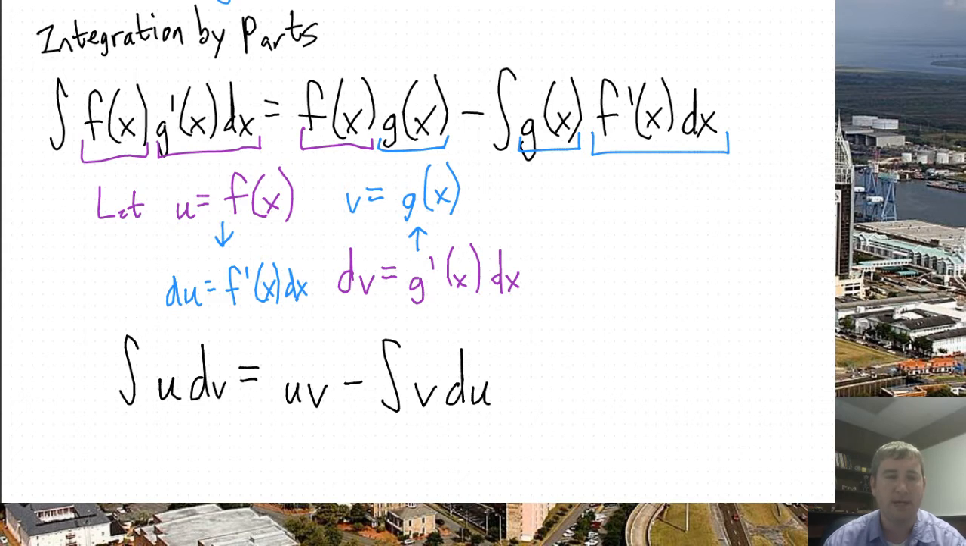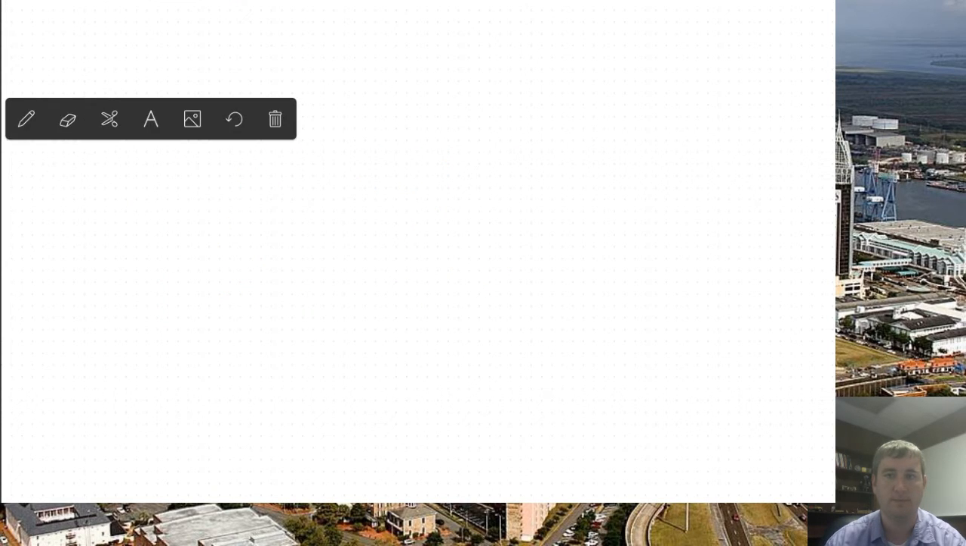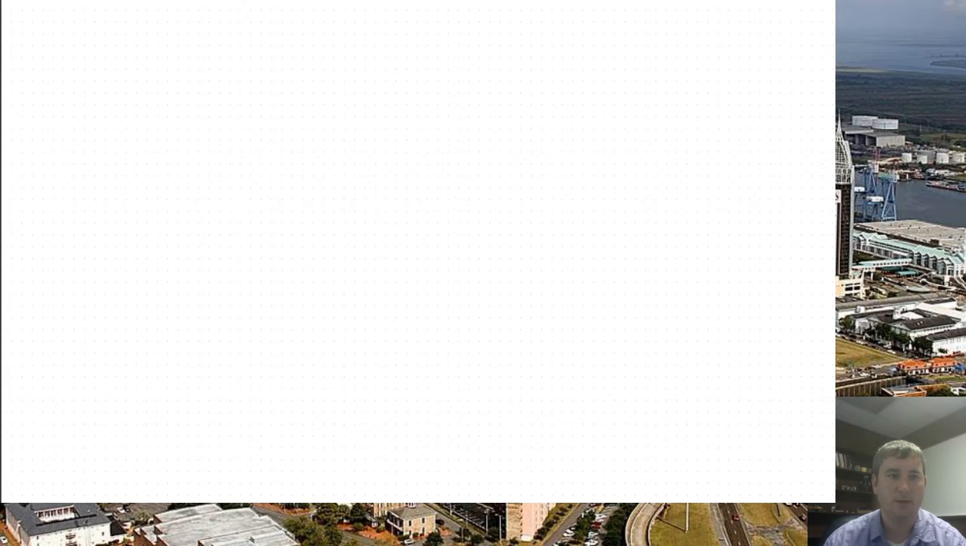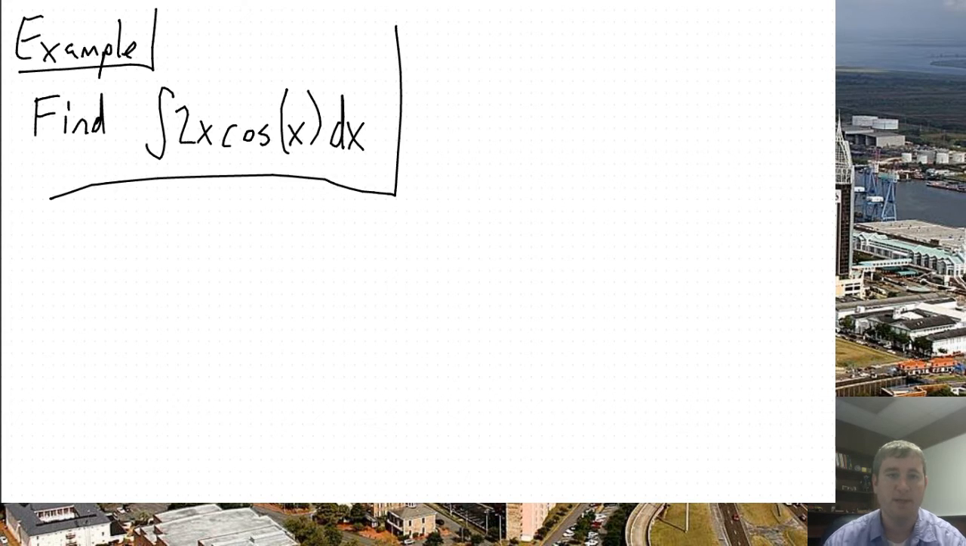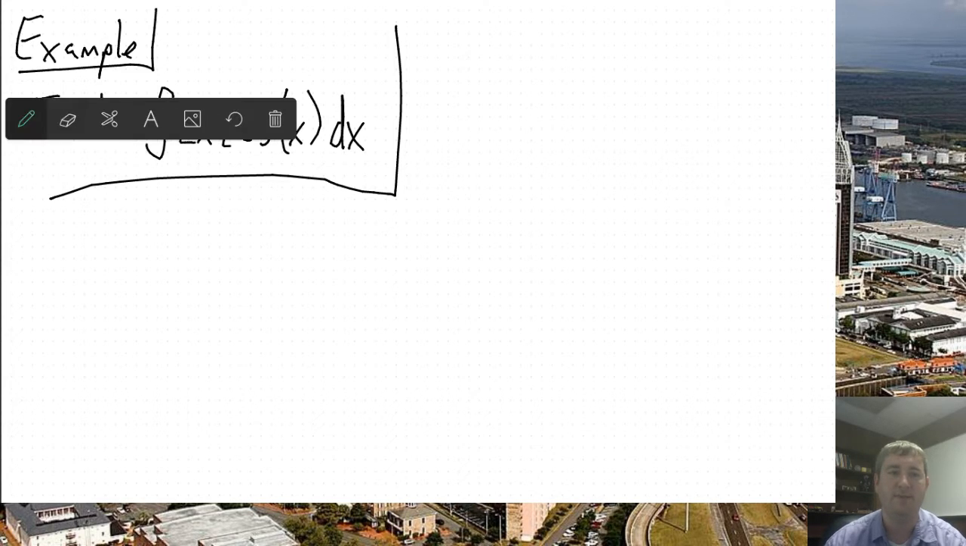So let's do an example where I apply this formula. This problem, I want to find the integral of 2x cosine of x with respect to the variable x. So in order to do this, I'm going to need to identify my u and identify my dv.